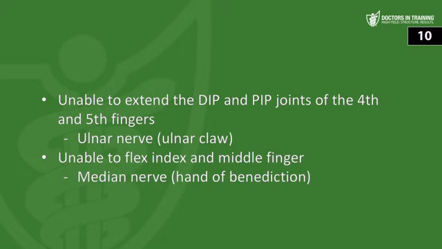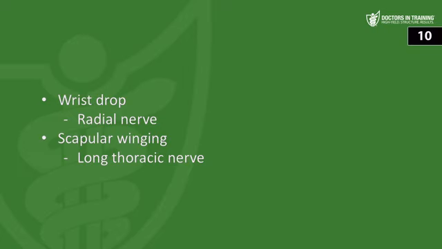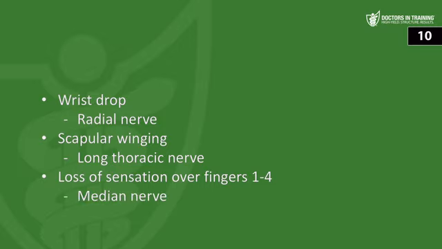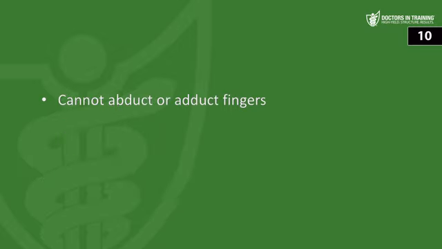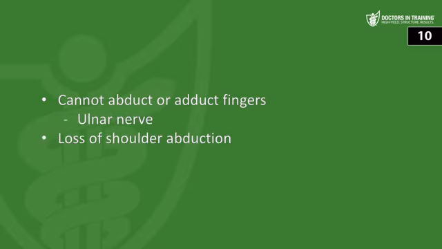Next, we have wrist drop. That's going to be radial nerve. Scapular winging. That's going to be the long thoracic nerve. Loss of sensation over fingers 1 through 4. That's going to be the median nerve. Next, we have cannot abduct or adduct fingers. That's going to be the ulnar nerve. Loss of shoulder abduction. That's the axillary nerve, as well as the suprascapular, accessory and long thoracic.